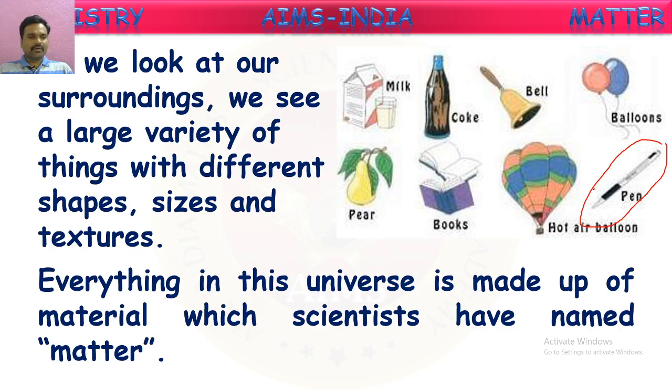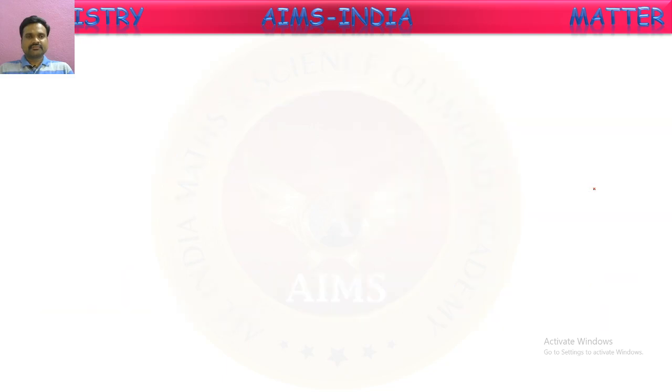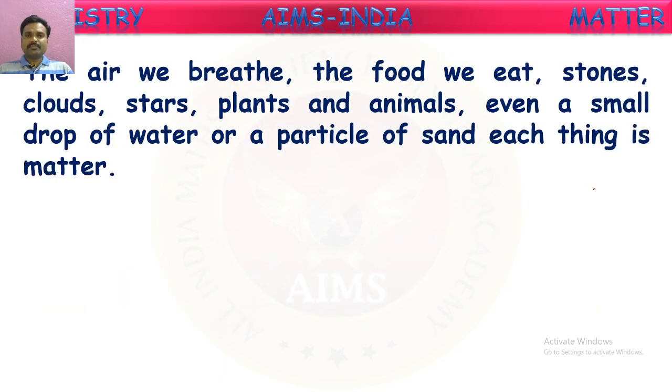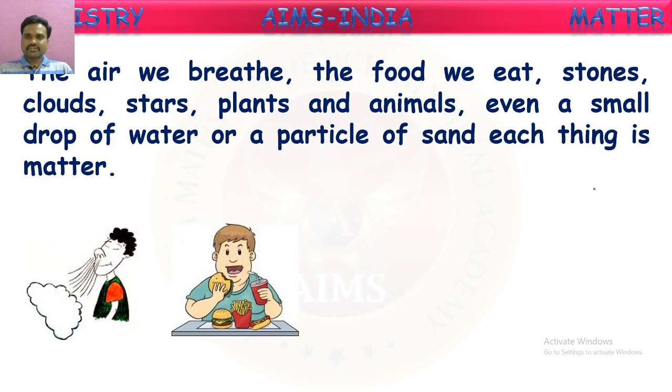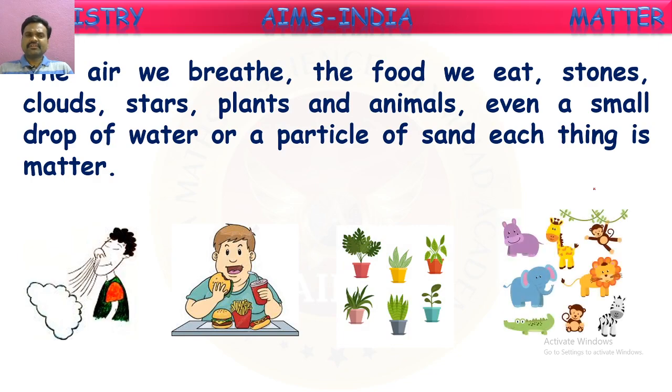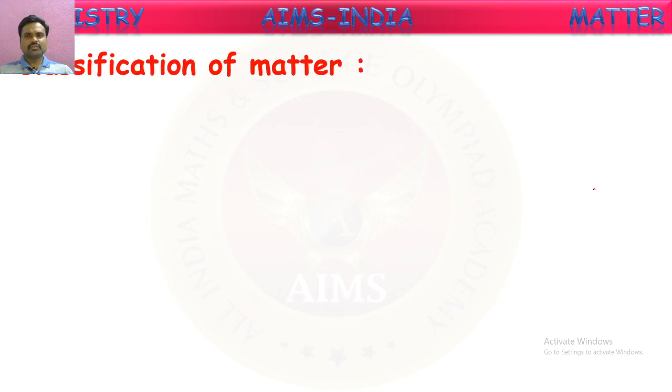Everything in the universe is made up of material which scientists have named matter. The air we breathe, the food we eat, stones, clouds, stars, plants, and animals, even a small drop of water or a particle of sand, each thing is matter. So all the things around us come under matter. So how can we classify these? For all matter we cannot say it is all the same kind, so we have to segregate them to understand them better.